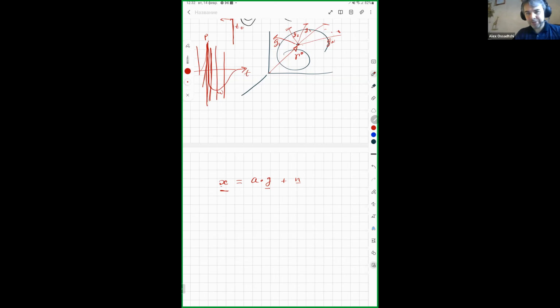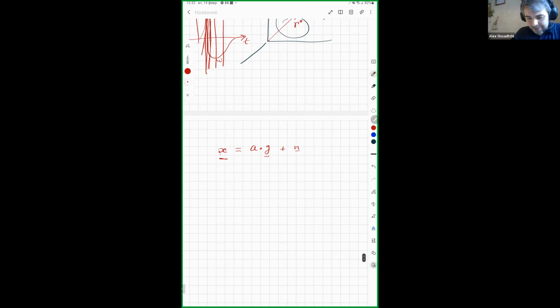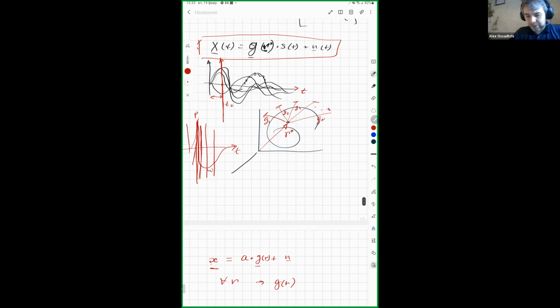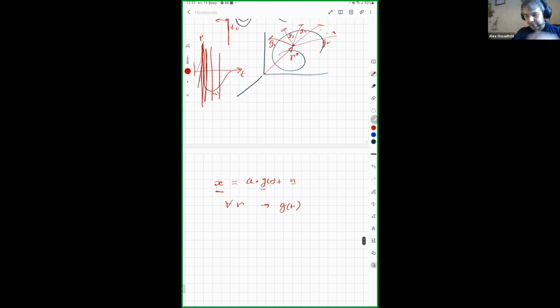Okay, vector x is A times G plus N. And G, again, depends on R. And you don't know this R, right? You know nothing, basically, except that you know your forward model: for any R, you can compute G of R, and it'll be the topography, right? So you basically can place a dipole anywhere in the brain and compute the topography, okay?